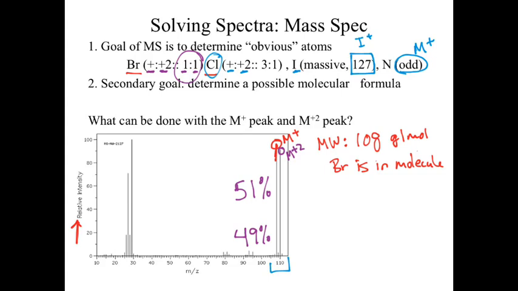So you're going to compare the M+ to the M+2, and if there's a significant comparison, you can go either bromine or chlorine. If you see a massive molecular weight, iodine is a strong possibility. And then if you see an odd molecular weight, nitrogen is likely present.